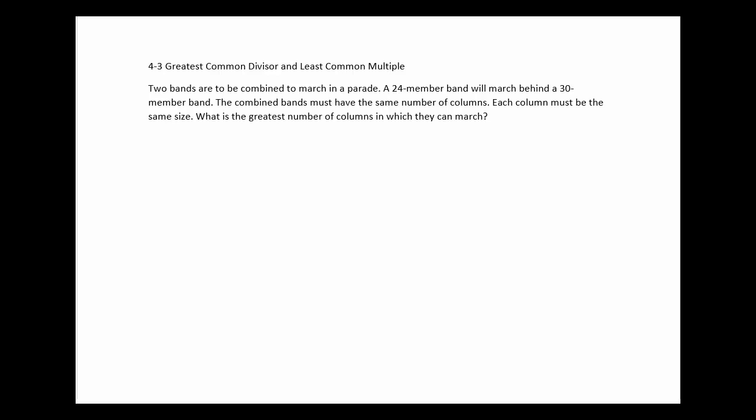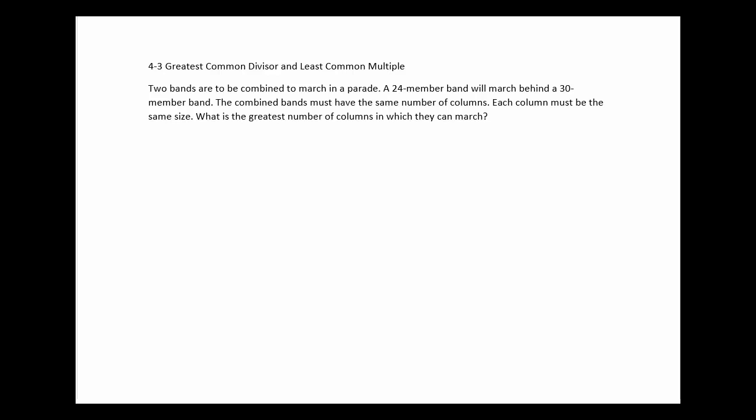We've got two bands that are going to march in a parade. One band only has 24 people, and another band has 30. We want to make them separate from each other, but here's the catch. We want to make sure that when they're marching, they have the same number of columns, so each column needs to be the same size. What's the greatest number of columns that they can have march in this particular parade?